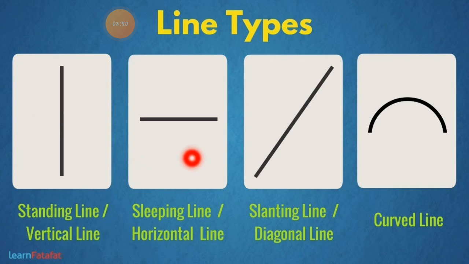Then the next one is a sleeping line, or horizontal line. One name is sleeping line, one is horizontal line. Two names are there. Then the next one is a slanting line or diagonal line. And the next one is a curved line. There is no other name for this line. These 4 lines are basic lines, and you already learned these lines in the first standard, right?